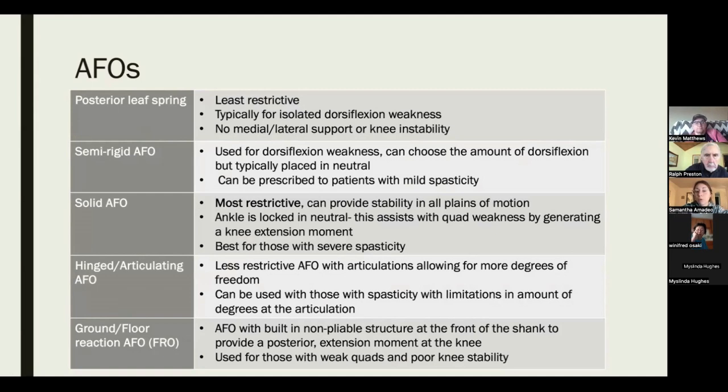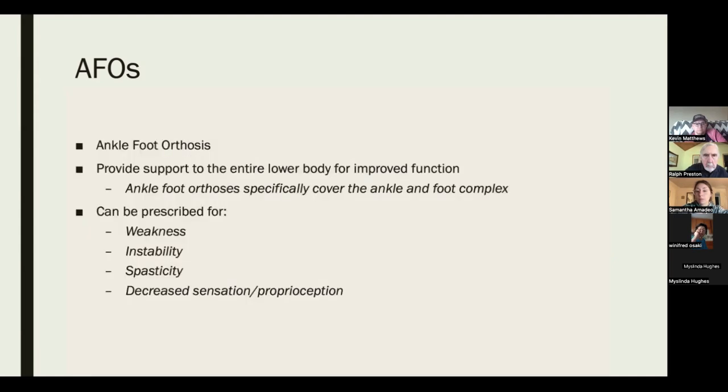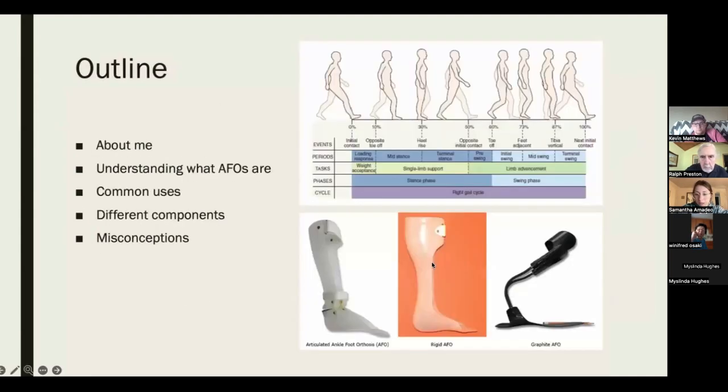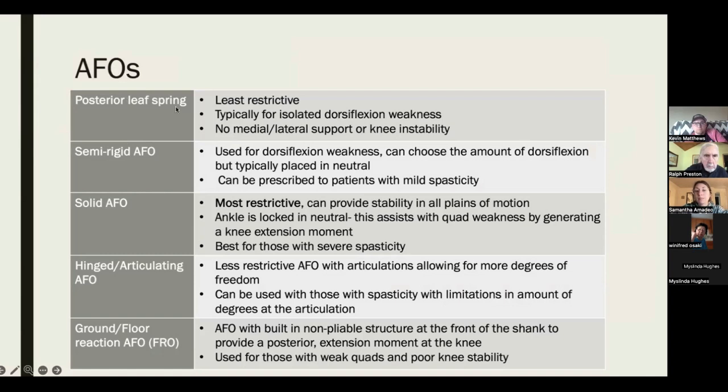The most common one that's typically prescribed or used, and you can get it over the counter, can be either plastic or carbon fiber. It almost looks similar to this, but maybe doesn't have all of this bulkiness. It's the posterior leaf spring. This specifically just helps with dorsiflexion, so it's really just to support the foot from dropping. It's not very restrictive because it doesn't have a lot of covering around the ankle. It's really just one long piece behind the calf that will help with dorsiflexion.